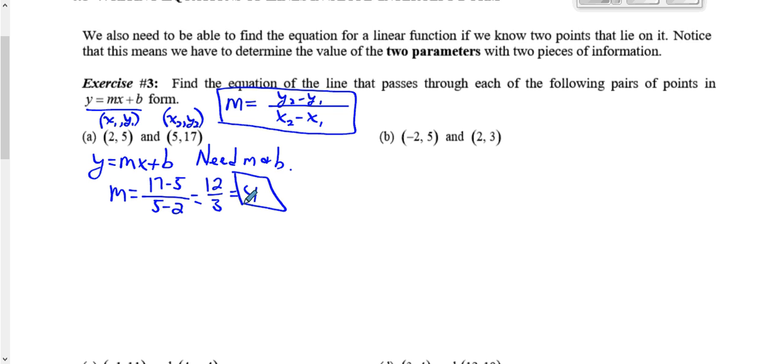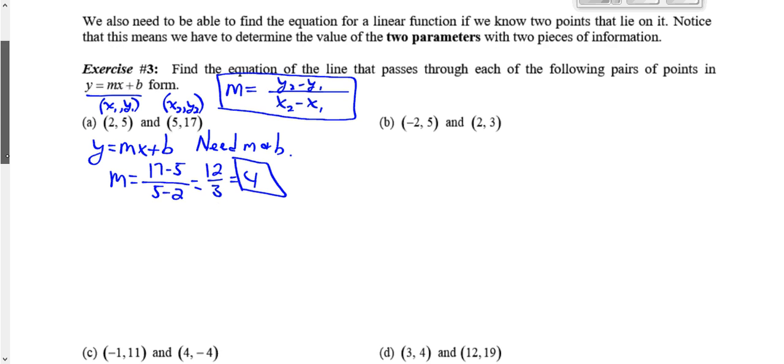B. Well, you remember we used a sample point in that last example, a sample X, Y to plug in? Can we use 5 and 17? Are both of these going to be points on that line? Yes, so they'll both work. You can use either one of them. The only question is which one looks easier to work with? It doesn't matter, but I'd rather use the 2 and the 5 than the 5 and the 17.